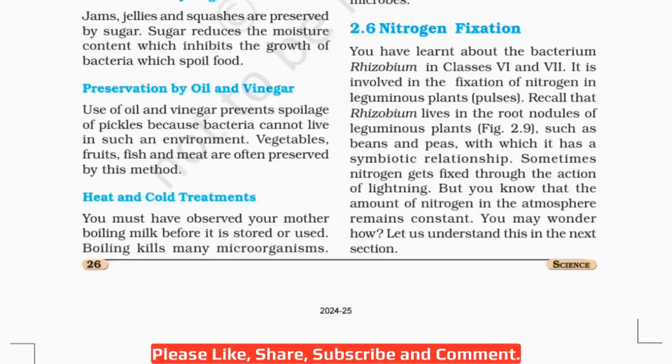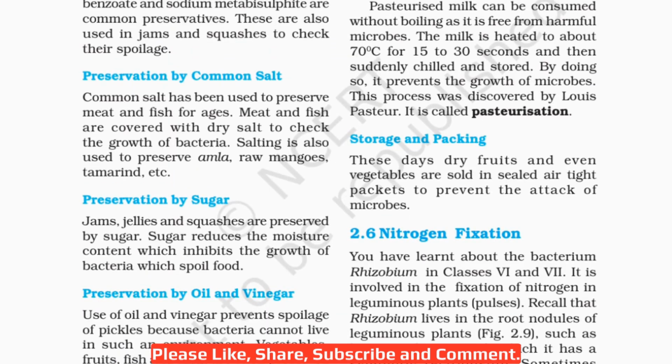The next method, storage and packing. This is the last method. Now these days, dry fruits and even vegetables are sold in sealed airtight packets to prevent the attack of microbes. In airtight containers or airtight packets, the microbes are not able to enter. That is why it is sealed.